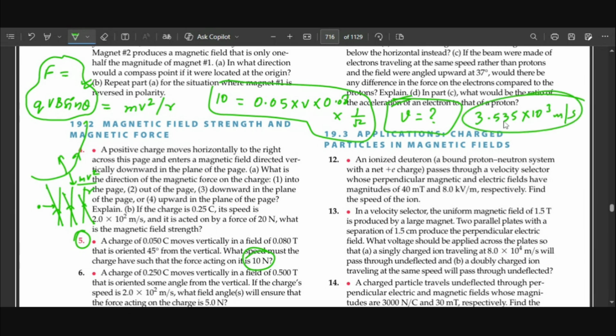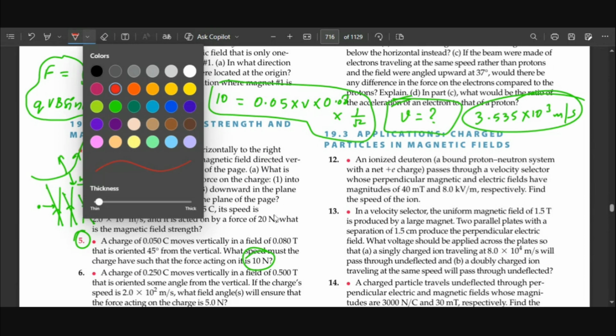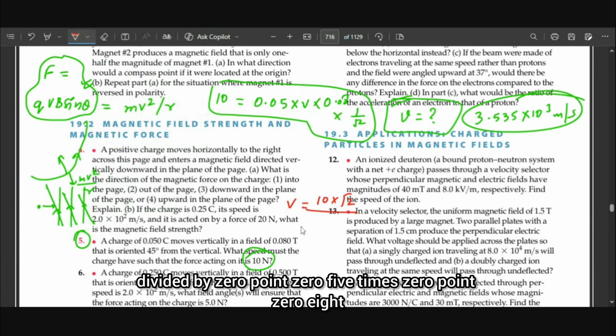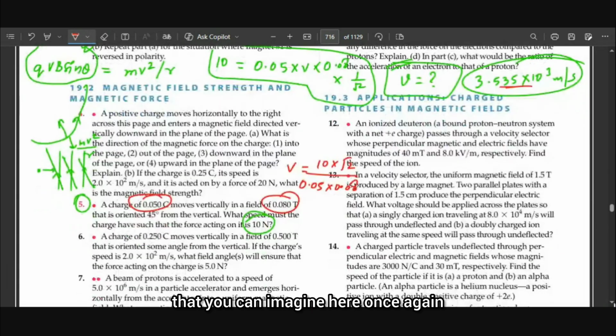It's a huge number. I don't know where you are making the mistake, but the question is pretty simple. Velocity must be equal to 10 times root 2 divided by 0.05 times 0.08, because this is what we have here. Charge as 0.05 and field as 0.08. So we have to divide it, and if you solve it, you'll get around 3.535 times 10 to the power 3 meters per second. It's a huge number. Velocity must be very large in order to have that much magnetic force with this. So that is something that you can imagine here once again.